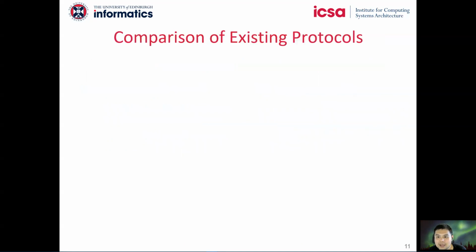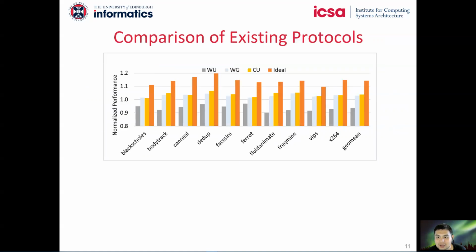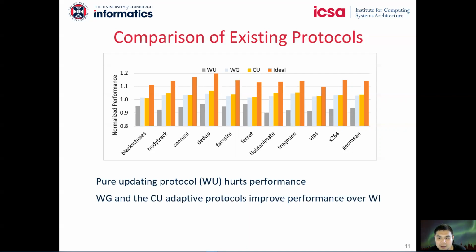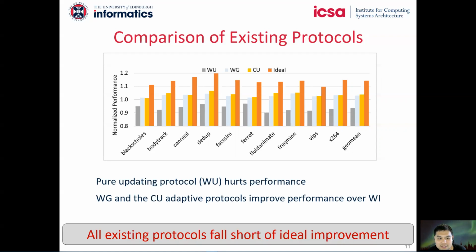And we then take a study comparing the existing protocols. All results are normalized to the baseline write-invalidate. And from the results, we can see the pure update protocol WU hurts the performance, and both WG and CU improve performance over the baseline WI. But all of the existing protocols fall short of the ideal improvement.